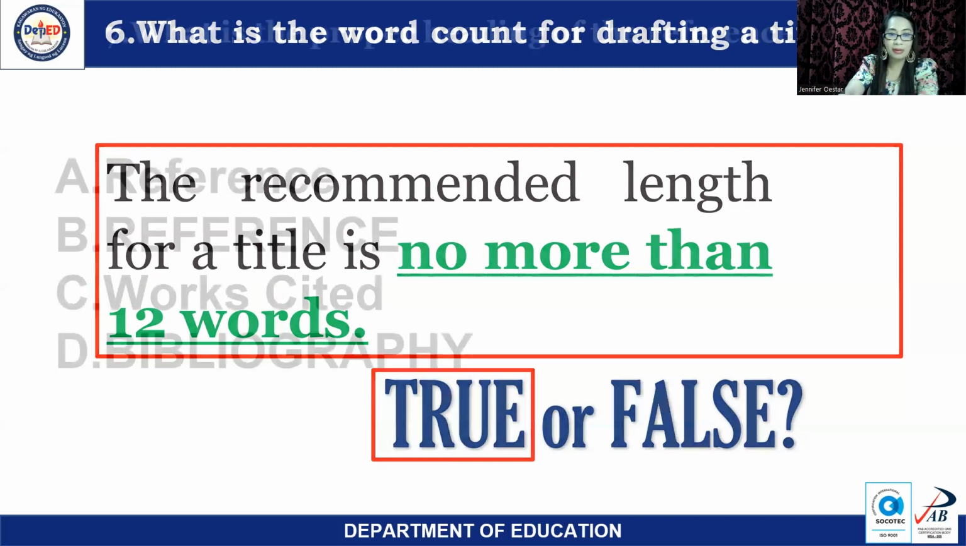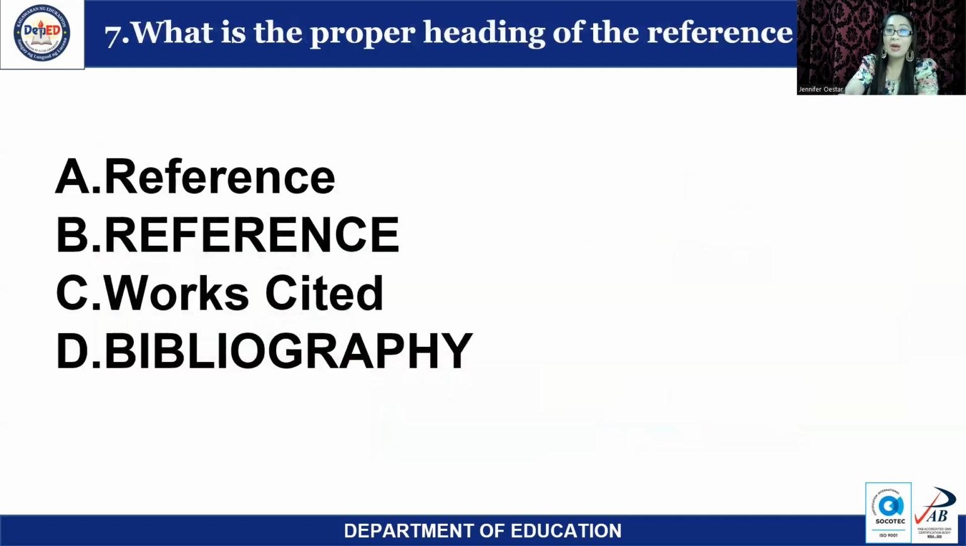Let's have question number 7. What is the proper heading of the reference section? Is it letter A, Reference, letter B, REFERENCE in all caps, or is it letter C, Works Cited, or letter D, Bibliography? So try to remember, we are using the APA 7th edition. What are we applying? You are given 5 seconds to do so.